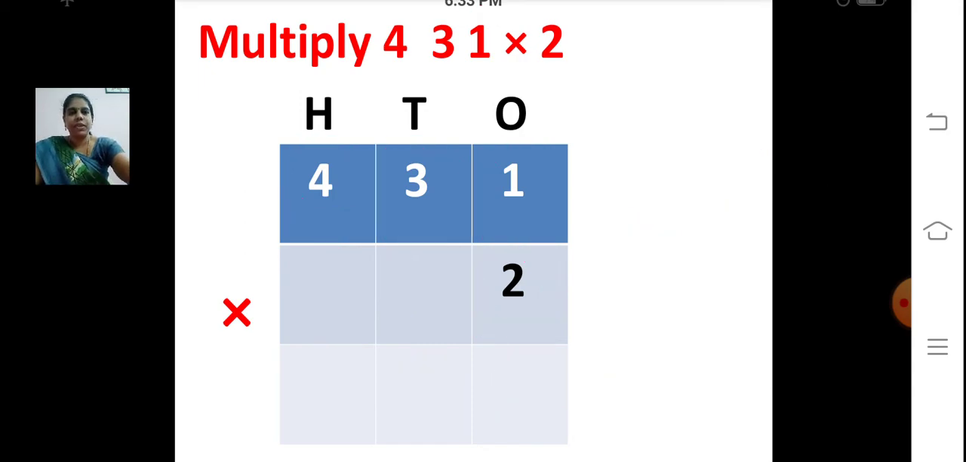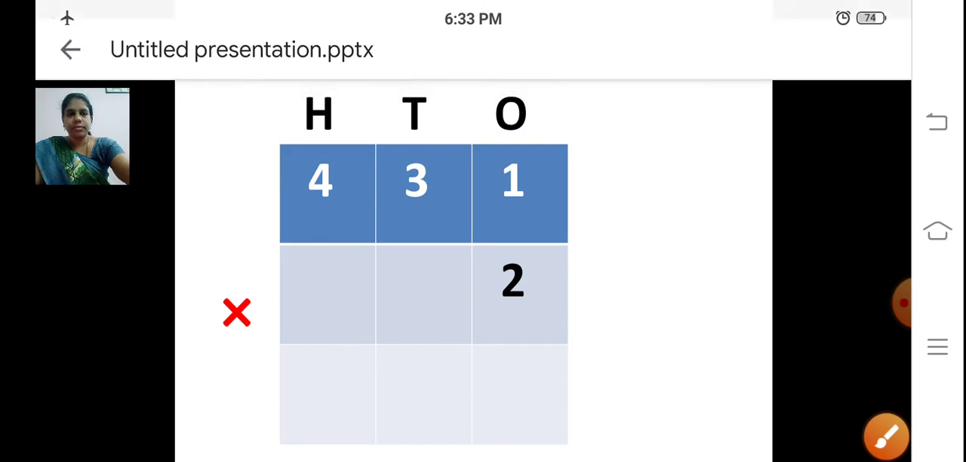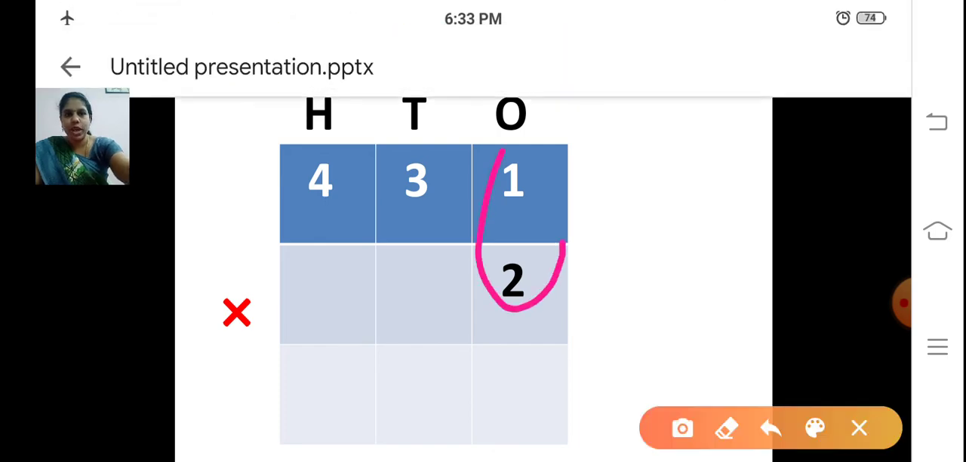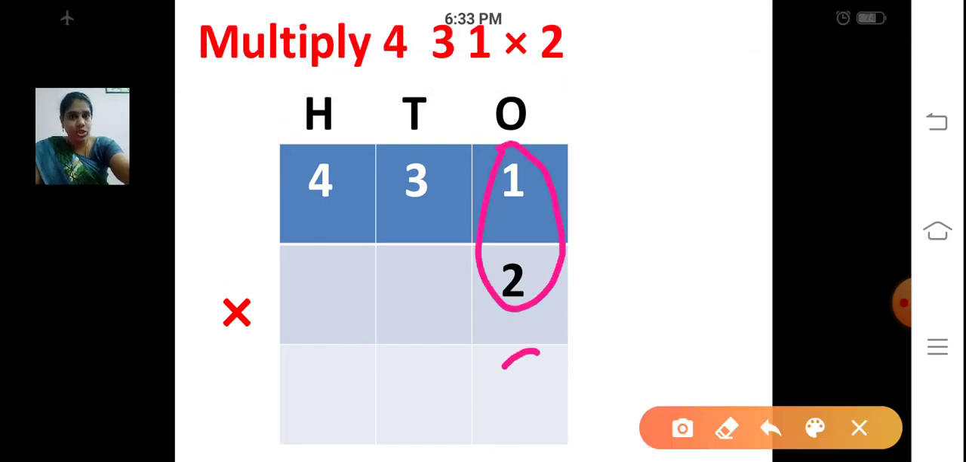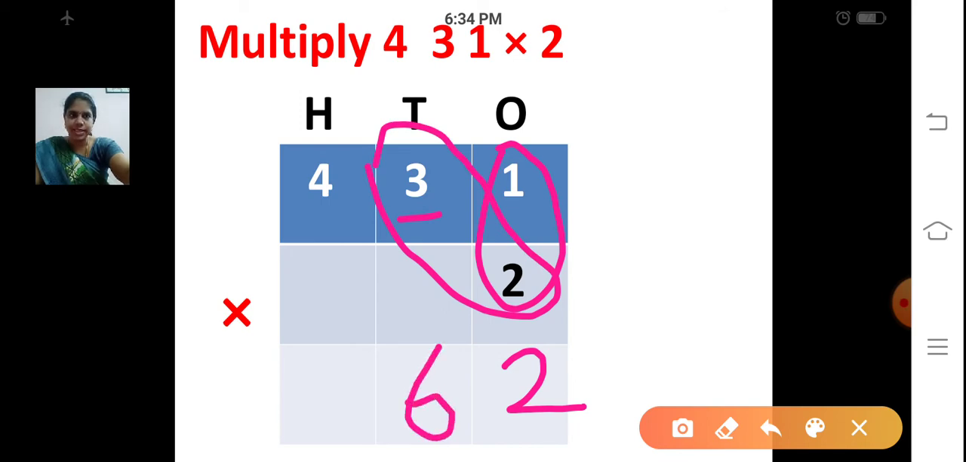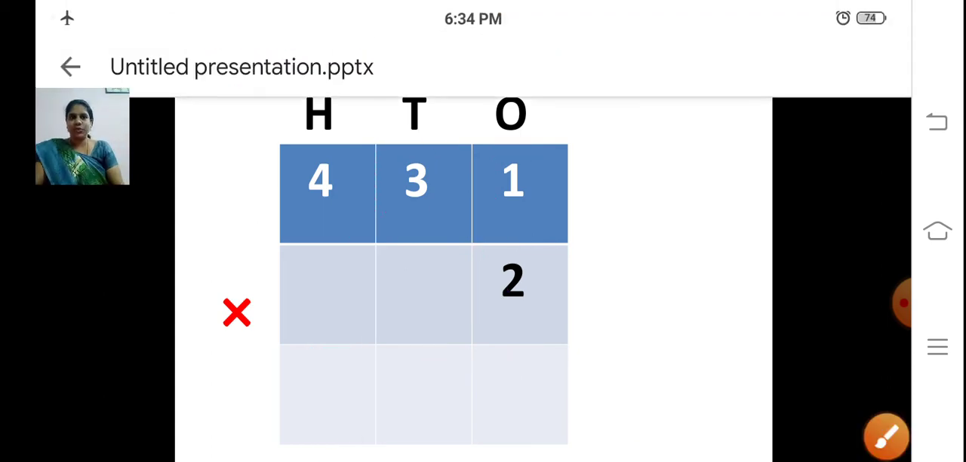So I'll repeat it one more time. First, multiply these two. 1 two is 1 into 2, 2. Second step, take the digit at the tens place, multiply by 2. 3 twos are 6. Now these two: 4 twos are 8. So the answer is 862. Shall we do the sums now?